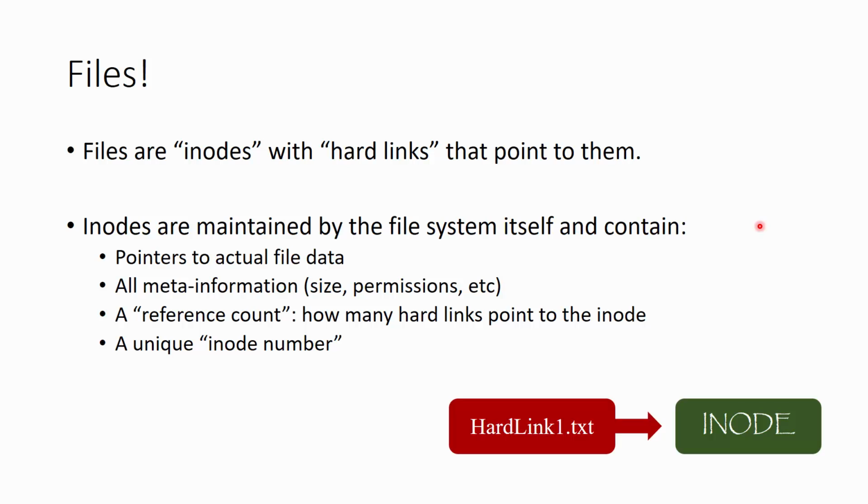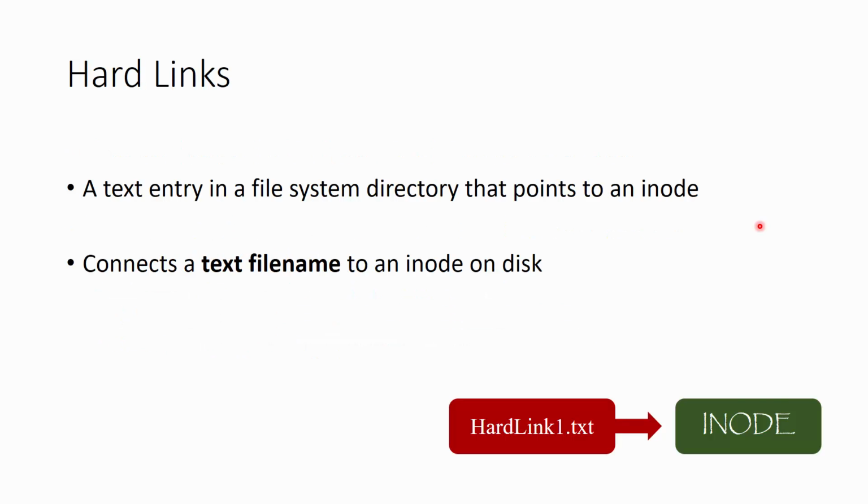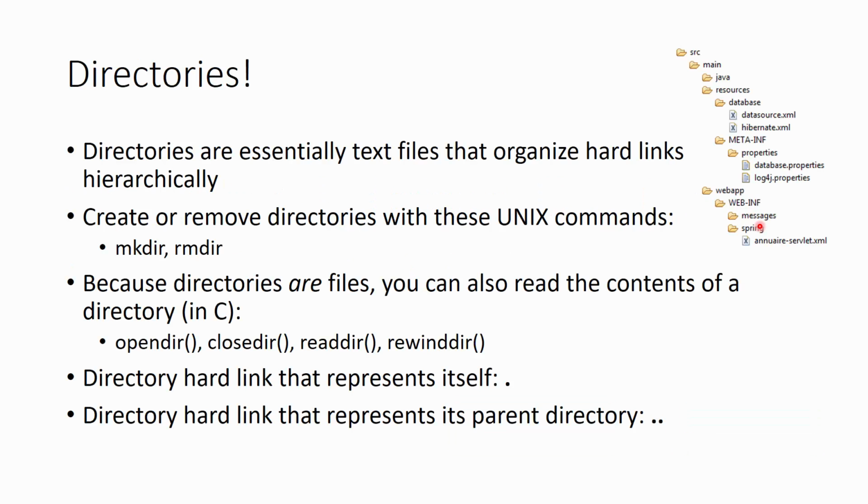So if the inode represents the metadata and has the pointers to where the data is actually stored, then a hard link is the text entry that says what the file name for that file should be. So the hard links connect the text file name to an inode on the disk. So it takes both of these things in order for a file to be represented to the user as a file. A directory then is actually a text file that organizes hard links together in a hierarchy.